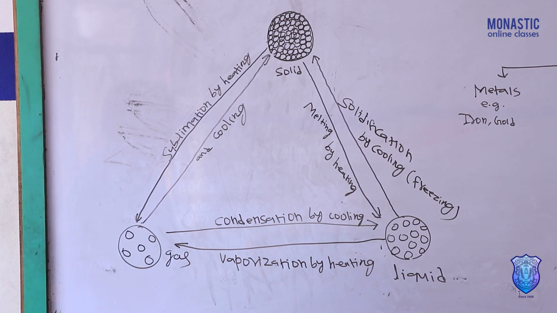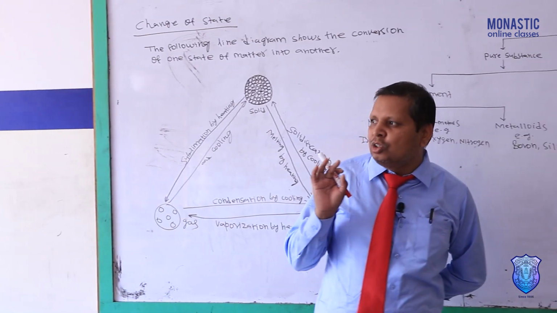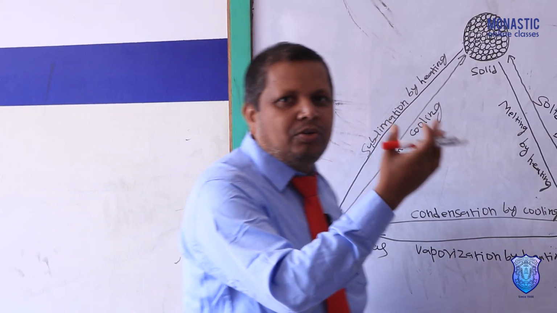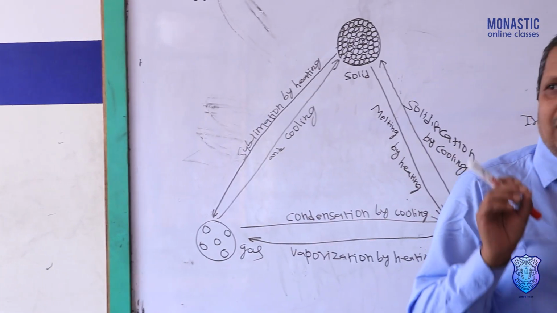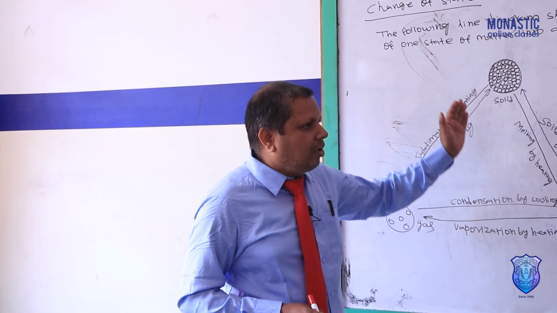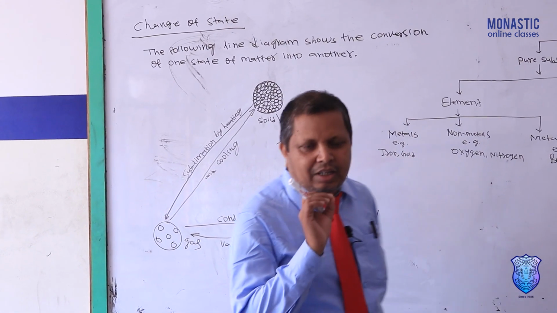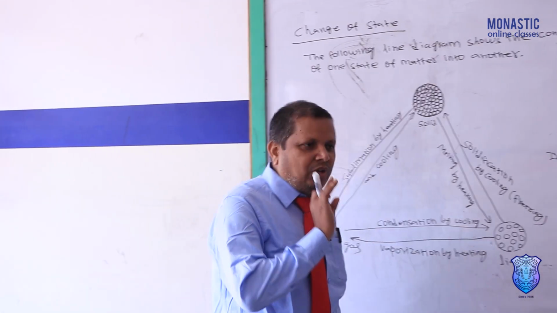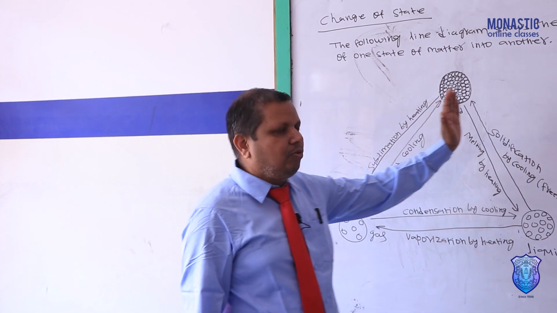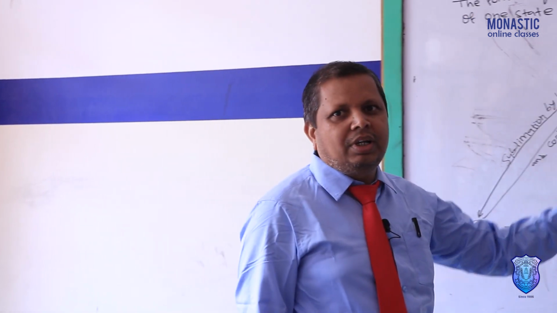This is called sublimation. For example, ice. Ice is a solid form of water. On heating, it changes into water. Water is a liquid form, and on heating, water changes into gas, water vapor. That is called the gaseous form of water. So ice changes into water, water changes into water vapor: solid, liquid and gas.